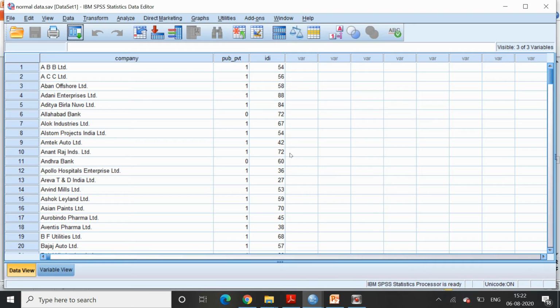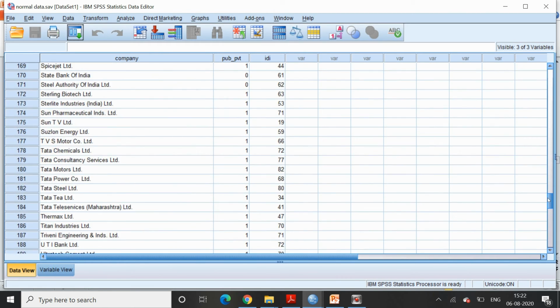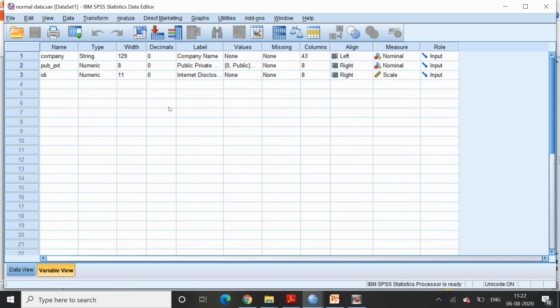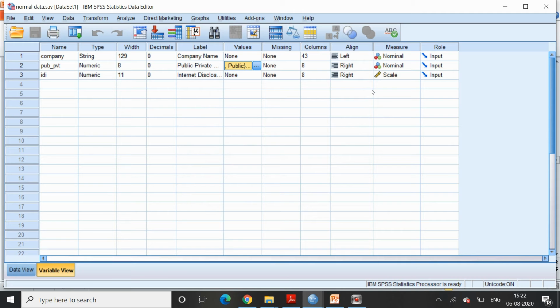So I have a file with a list of Nifty 200 companies, classified as public sector companies and private sector companies, and their internet disclosure, that is, how much information they disclose on their website, is given. This score was calculated from a worksheet. Now we need to check the normal distribution of this data. 0 is public and 1 shows the private sector company.